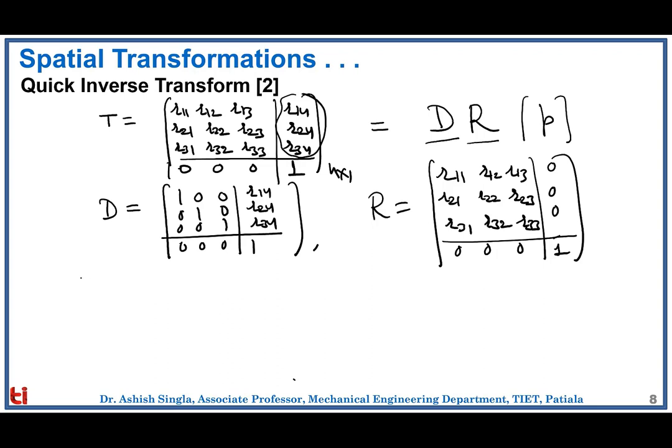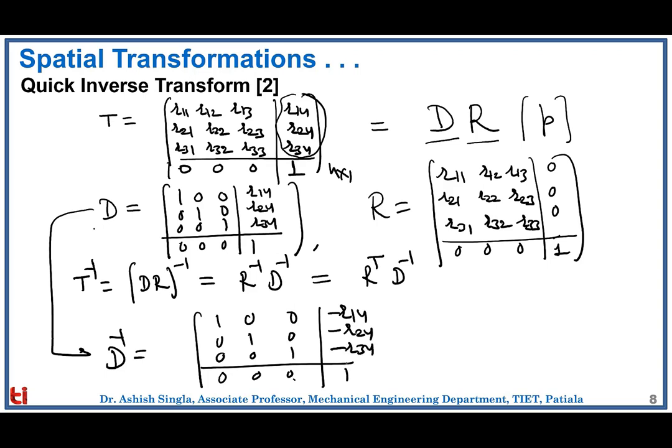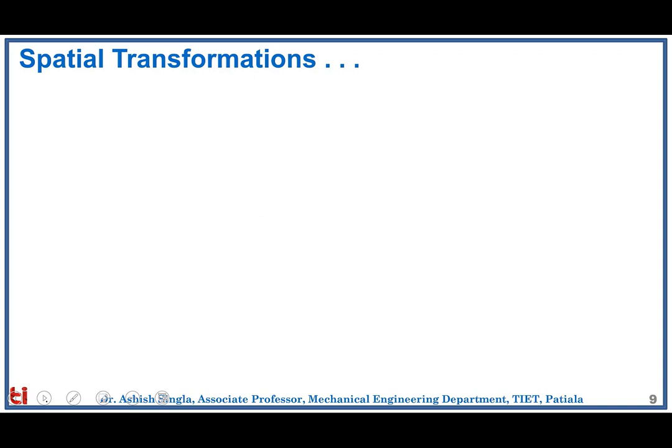So now to calculate the inverse, we know T inverse is equal to (DR) inverse, and we know the inverse of two matrices is equal to R inverse D inverse. As we know that the rotation matrix is orthogonal, so R inverse is equal to R transpose. From this matrix D, you can calculate D inverse this way: 1 0 0 0, 0 1 0 0, 0 0 1 0, and the final row is 0 0 0 1, and these entries are minus R14, minus R24, minus R34. So finally we have T inverse as R transpose D inverse.